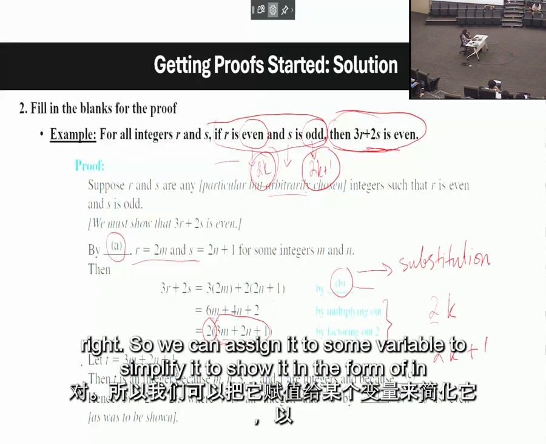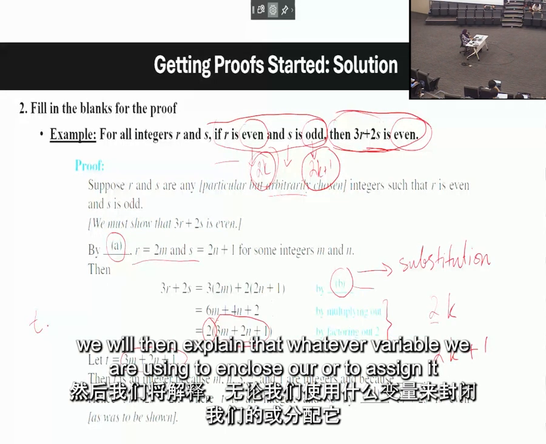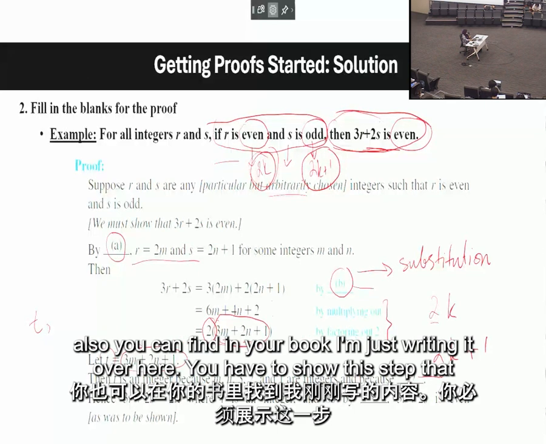So we can assign it to some variable to simplify it, to show it in the form of, in this case, even integer. We can assign the whole expression to some variable, and then explain that whatever variable we are using to assign the expression to is also an integer. Why? We have to state the reason. This you can also find in your book. I'm just writing it over here.